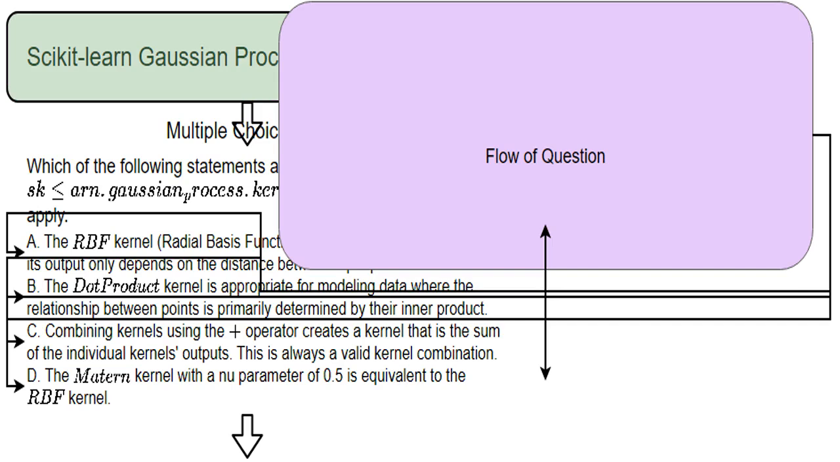I'll explain the flow of this multiple choice question. First, you'll encounter a problem statement introducing scikit-learn's Gaussian process regression, GPR, and its various kernels. Then, you'll analyze each statement carefully, checking if it accurately describes the properties of those kernels within scikit-learn. To answer correctly, you must recall the definitions and properties of the kernels, RBF, dot product, Matern, and understand how they combine. Finally, evaluate each statement's accuracy. It's a test of your knowledge of Gaussian processes.